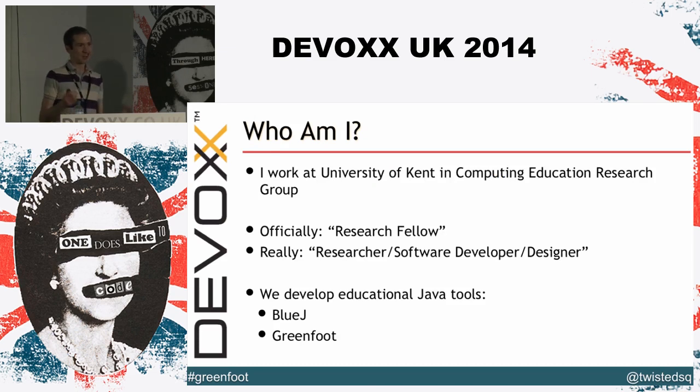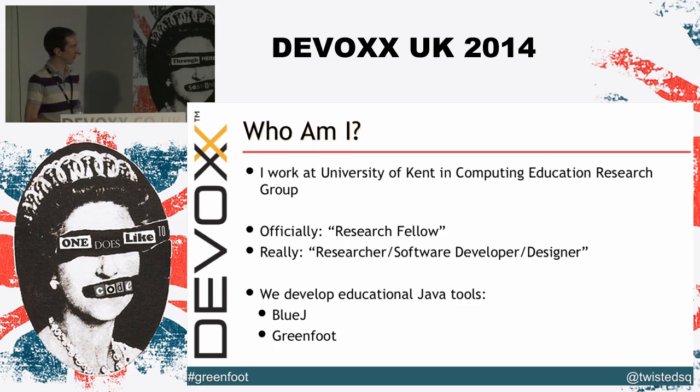So officially my title is Research Fellow. What that really comes down to is I'm kind of a mix of a researcher and a software developer. So we do research into how to learn to program, but we do it by actually building tools and trying to take our philosophies on teaching and put them into a tool and put it out there so that people can actually use it and learn to program with it. So we're a very practically oriented research group.